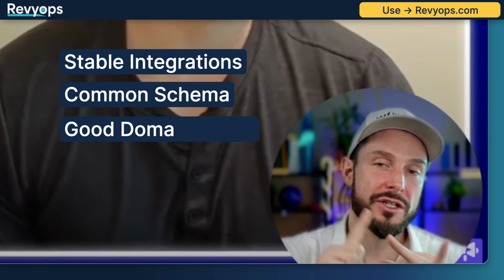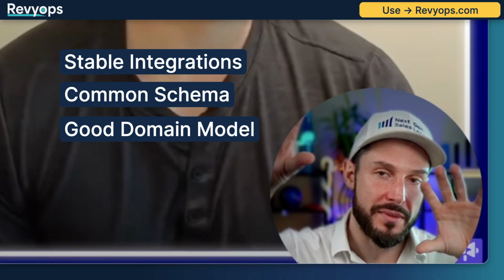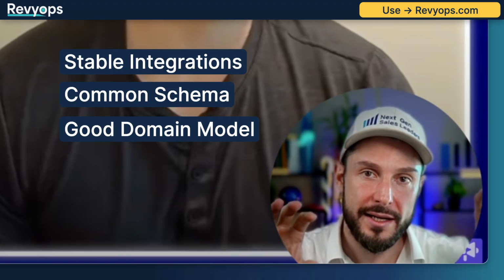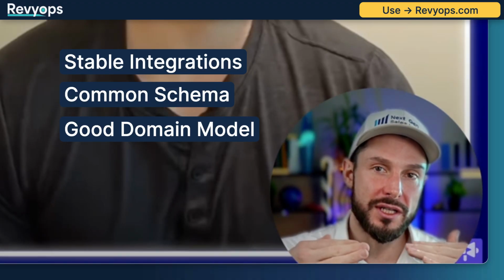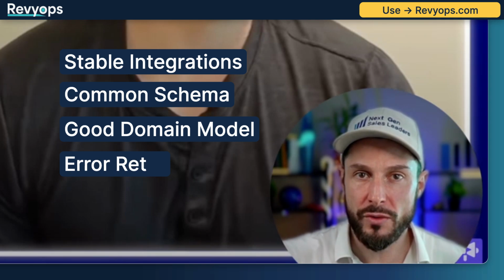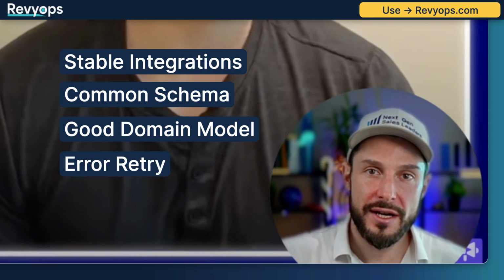So you need an integrations layer, and he'll get into this a little bit, but one of the fundamental things you need to work out is you need a common schema, you need a good domain model, which is how you relate companies to activities to contacts, and you're going to need this integration layer that's going to be stable. He talks about error retry. Integrations can be fragile, they can fail.